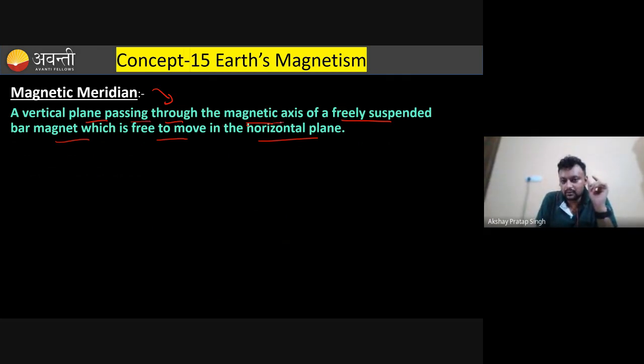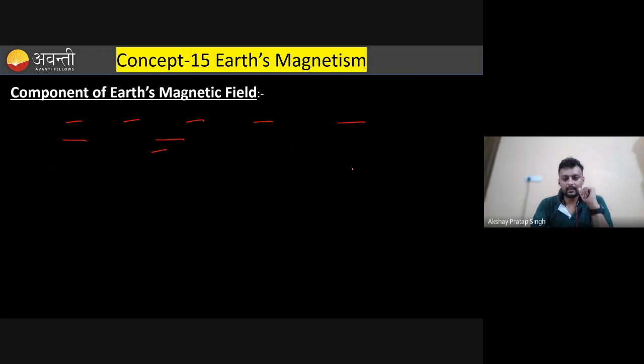Vertical plane passing through the magnetic axis. Magnetic axis means magnet, north and south. Freely suspended bar magnet, which is free to move in horizontal plane. Horizontal plane means it will align in the north and south direction. It will align in the north-south direction. So this is what magnetic meridian is.